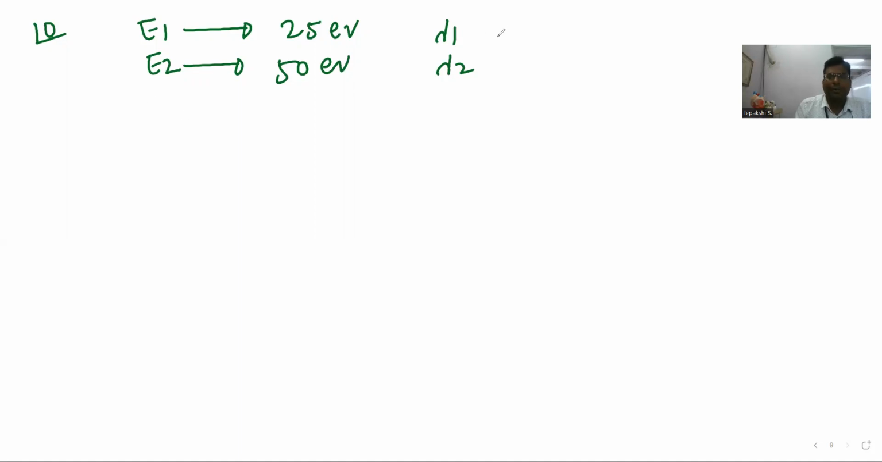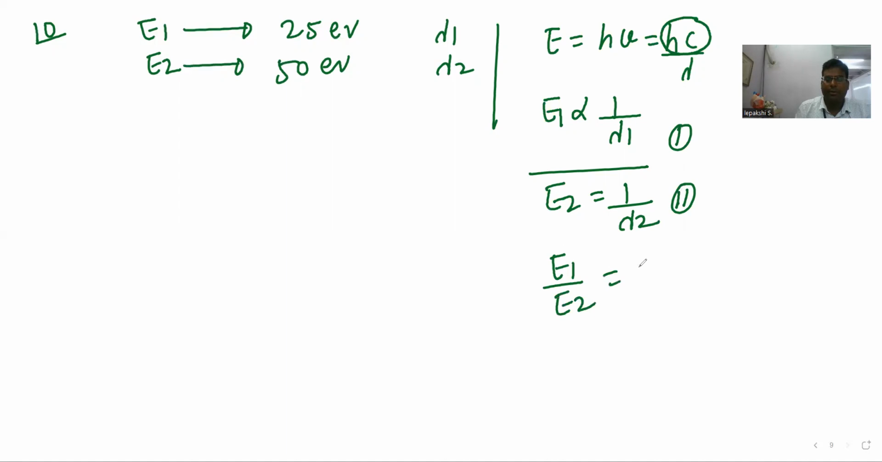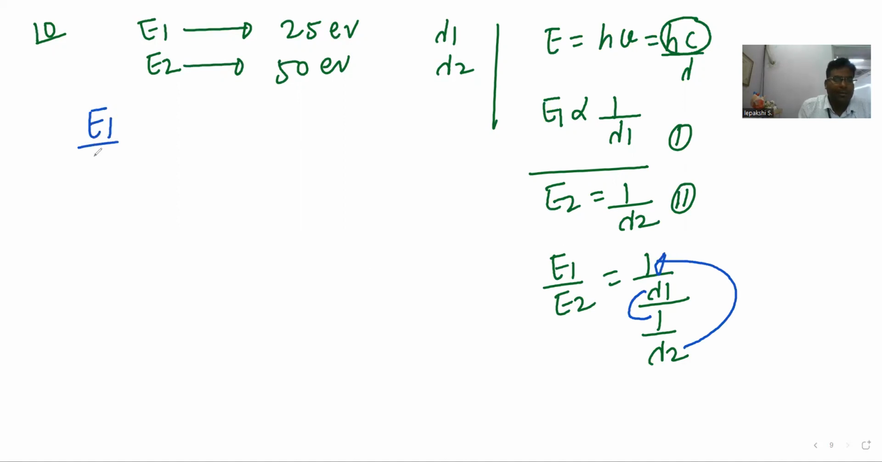So we know the formula for energy is E equal to h nu, and after putting the frequency value, that is equal to hc by lambda. So E1 is inversely proportional to lambda. These quantities are constant. So E2 is equal to 1 upon lambda 2. So just divide equation 1 and 2. Then you will get E1 by E2 equal to 1 upon lambda 1 upon 1 upon lambda 2. So now simplify this one. So it will multiply with this and this will go here. So your formula will become E1 by E2 is equal to lambda 2 upon lambda 1.